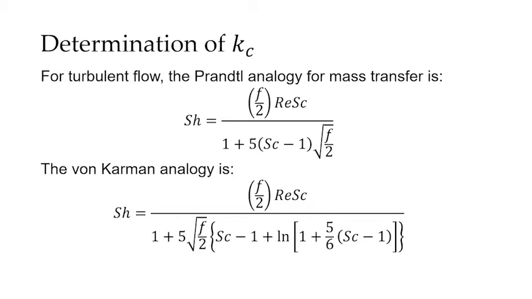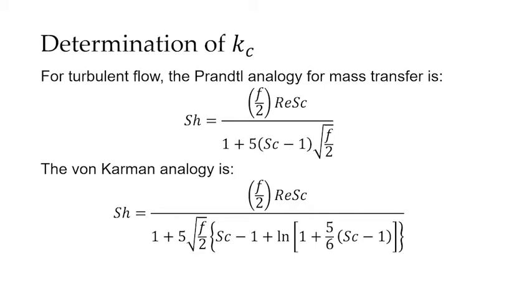We can also extend both the Prandtl and the von Karman analogies for mass transfer, but they are only applicable for turbulent flow. So we have here our Prandtl analogy: the Sherwood number is equal to the following. And then finally, the von Karman analogy: the Sherwood number is equal to the following. If you notice, we only changed the Prandtl number to the Schmidt number. Okay? So these are analogies between momentum, heat, and mass transfer.